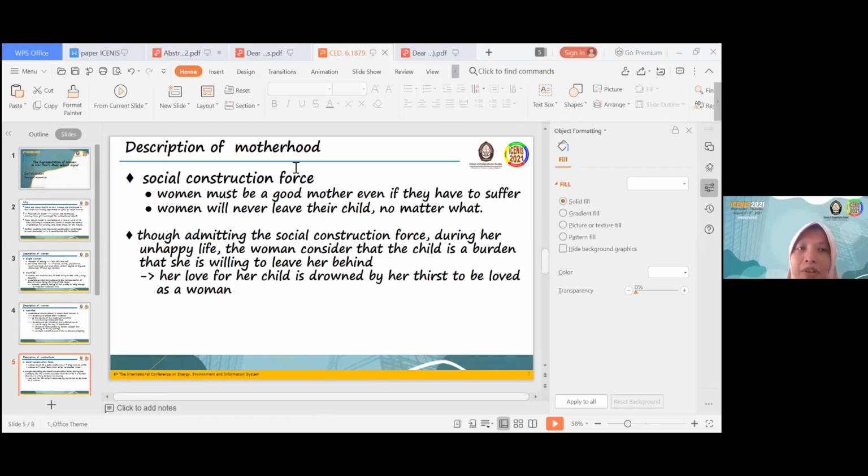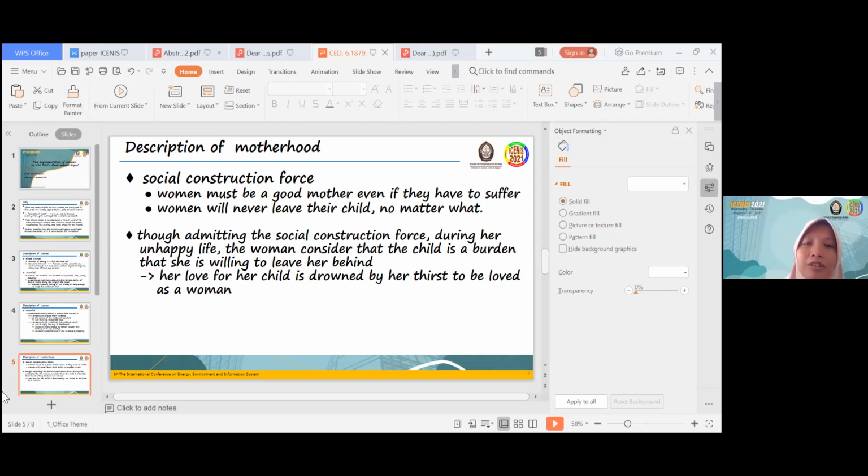The descriptions of motherhood. Being a mother is a different one, but still, how the conditions of married life are described also affects the descriptions of motherhood. The social construction says that women must be a good mother even if they have to suffer. It is the job of the mother to care for the child. So they have to be a good mother no matter what, and women will never leave their child no matter what.